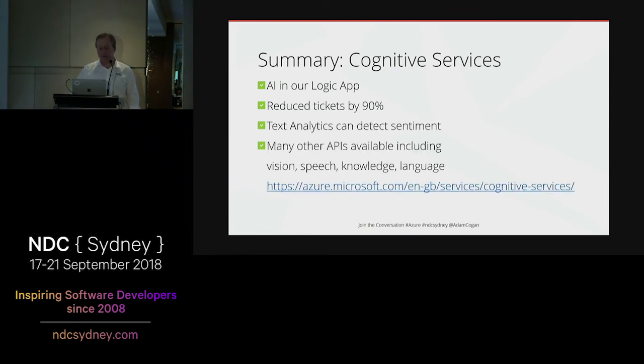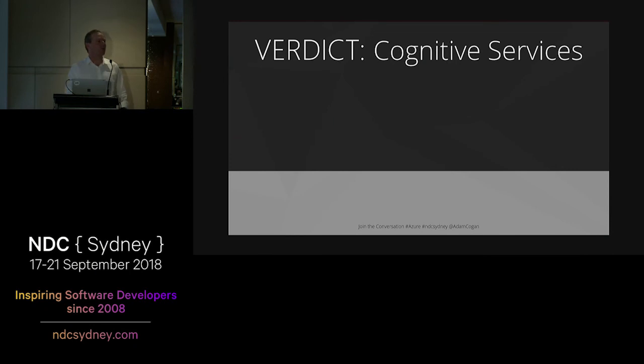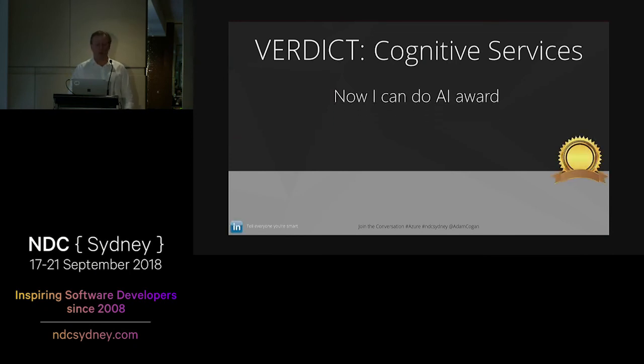It can detect the sentiment. I reckon this stuff is awesome. Be careful of sarcasm and do AI testing. So what award will I give this guy? I will say the "Now I Can Do AI" award. And I think that is awesome.